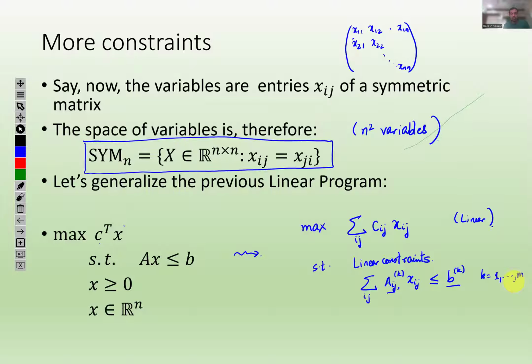But now what's going to change is how I handle this constraint small x greater than or equal to 0. What this meant was that each xi is greater than or equal to 0. Now I'm going to do something a bit more restrictive in some sense. I'm not going to require that all the xij's are greater than or equal to 0, but I'm going to put a constraint on what the matrix is. I'm going to say that the matrix X is positive semidefinite.